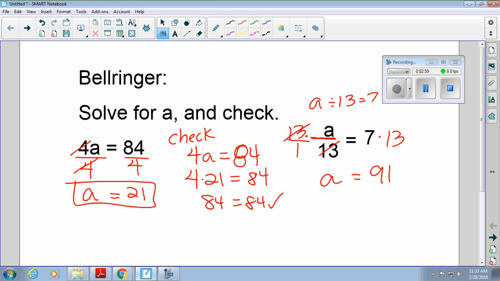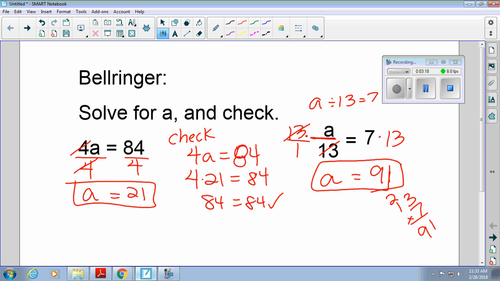91. Yep. So you would go to the side and do that multiplication. 7 times 13, and you would get a 2, and you would say 7 times 1 is 7, plus 2 is 9. So you would have an answer of a equals 91. Oh, that was weird. Okay. Any questions on that? All right, moving on.